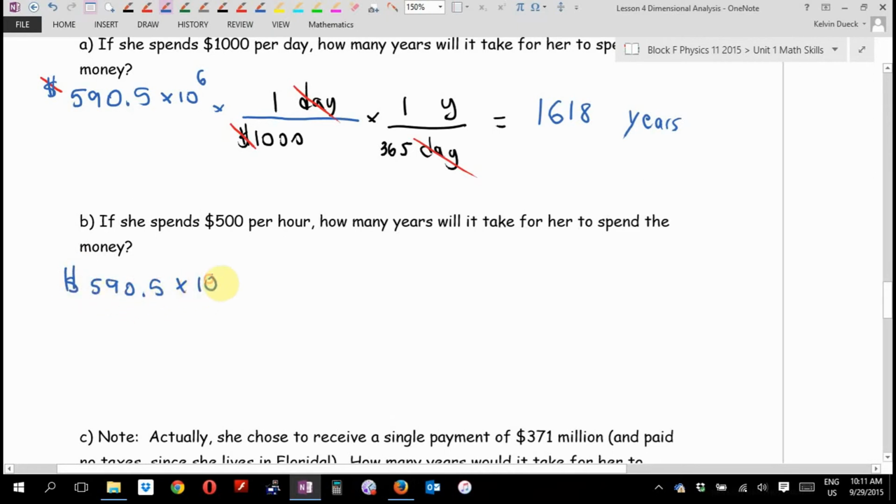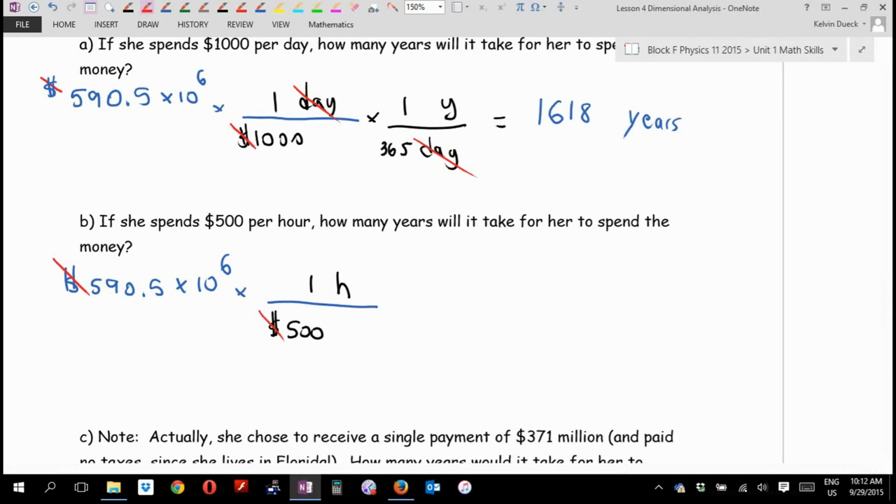590.5 million. Here, for the conversion rate, again, I want the dollars to cancel because I want to end up with an answer in time. So I'm going to put 500 on the bottom to cancel out the dollar sign that's on the top. And it's for 1 hour. That would cancel out dollars. This would tell me how many hours it would take her to spend this money.